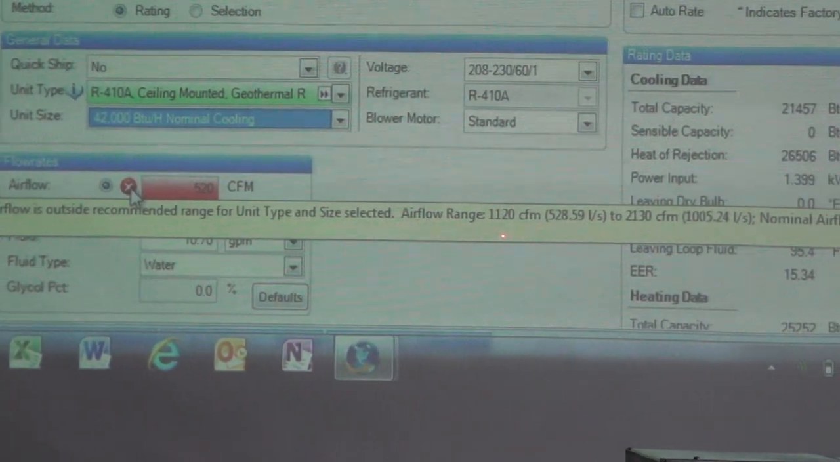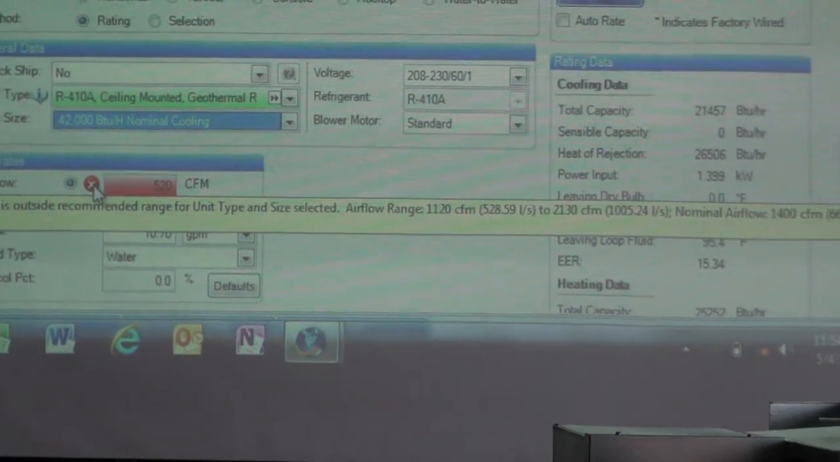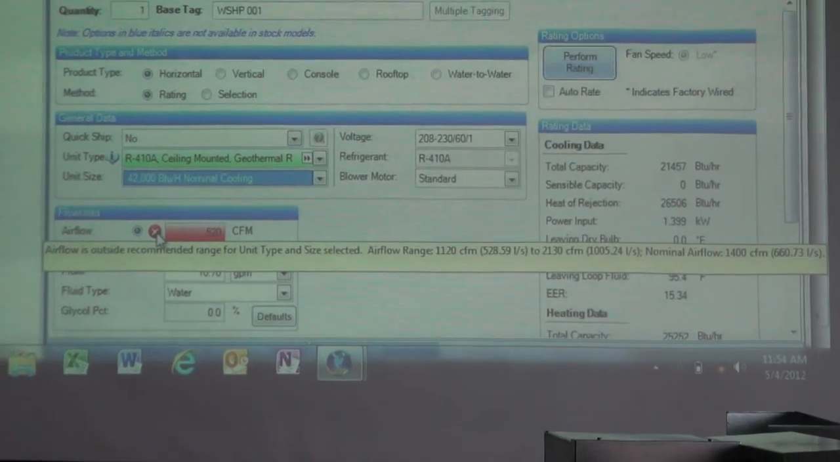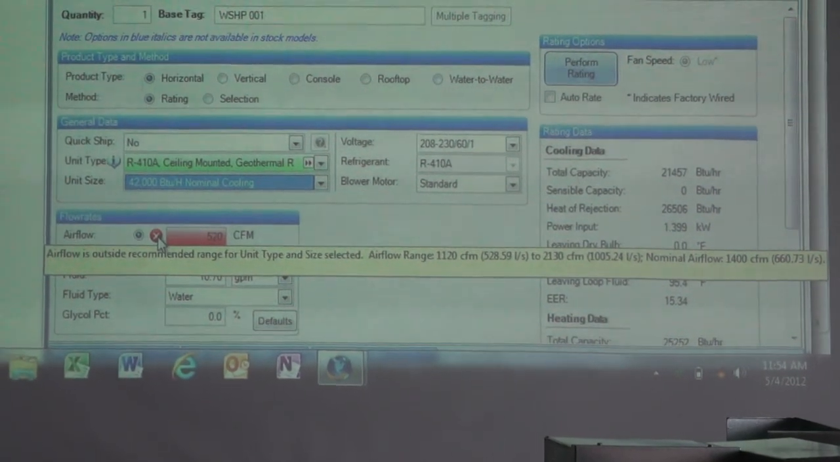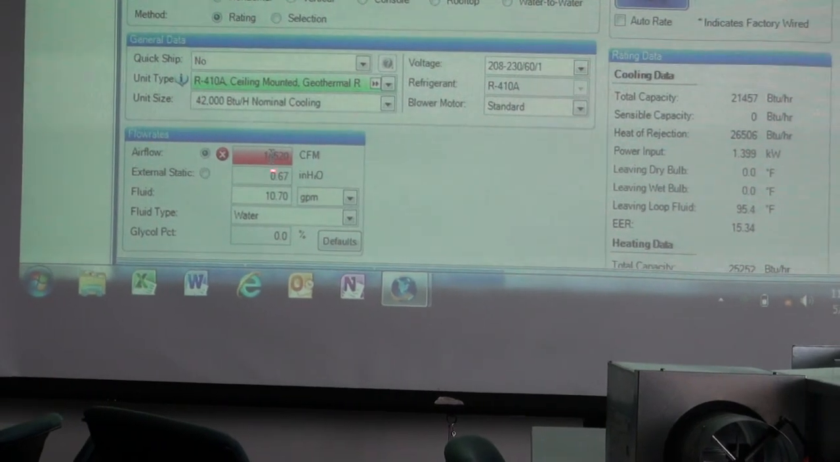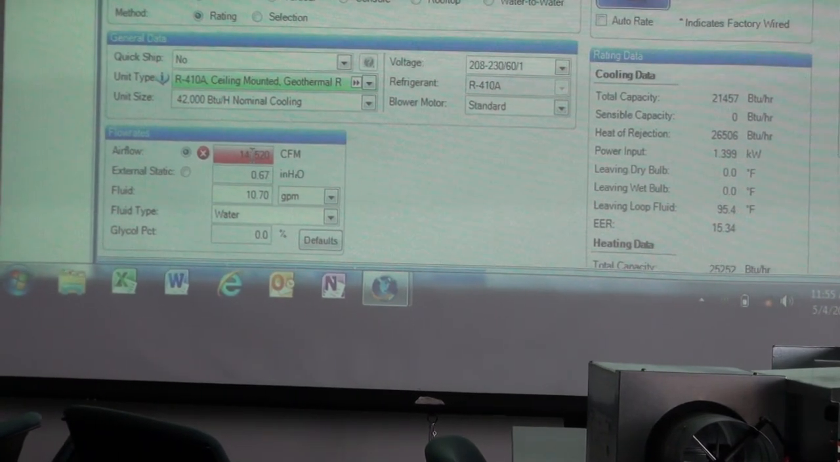And you can see right here, the recommended range is 1120 to 2130 with the nominal at about 1400. So 42 MBH is about 3.5 tons, and you'll have anywhere between 350 and 450 CFM per ton. Typically it's just under 400. So that's why you get that number, about 1400 CFM, as a nominal number. So what this actually means is that you're going to need to make your cooling capacity match these CFM. So let's put in 1400. Isn't that exciting? Actually, you know what, you wanted less, so I think 1150 would give us a selection.